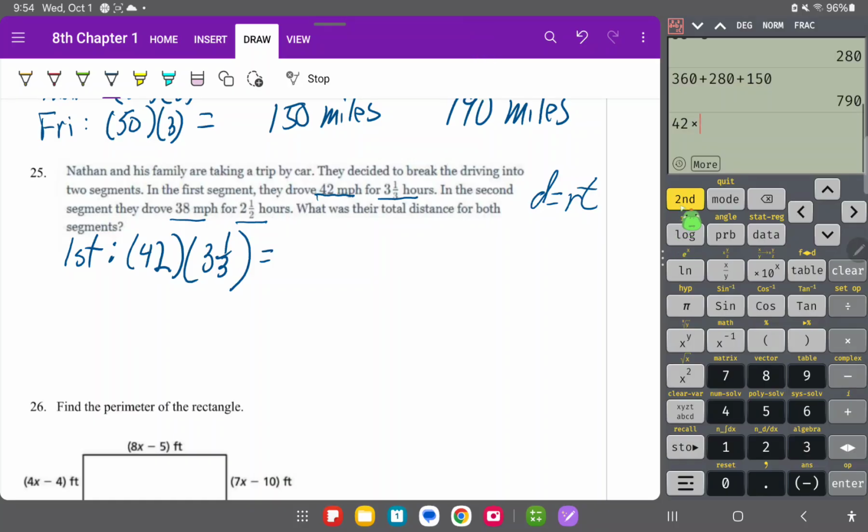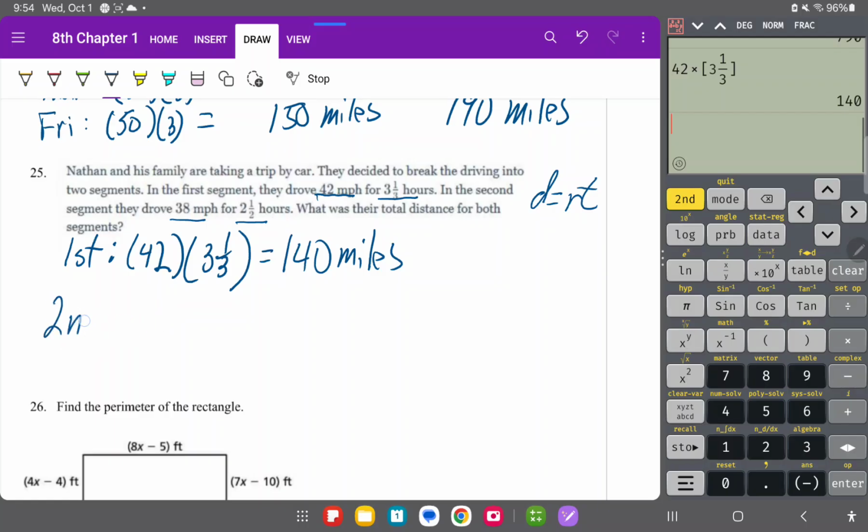So we're going to hit the second function, and then hit this button right here. Notice how it gives me the mixed number. So again, second function, and hit your fraction button. So that's going to give me, and then I'll go 3, hit the right arrow, and then 1, down arrow, third. So it's 42 times 3 1/3. So that gives me 140 miles traveled on that day.